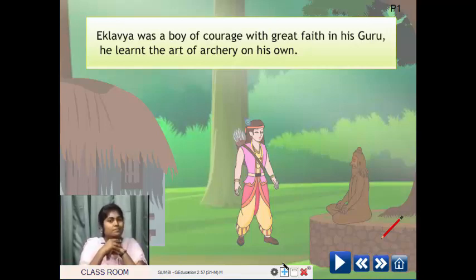So he was a boy of courage, with great faith in his guru. He learned the art of archery on his own. He didn't take anybody's help, students. He learned it on his own with a lot of practice. Now, children, you heard the story of Ekalavya, right? In the sentences, now you should tell me the prepositions. Can you find any prepositions in these sentences? Read the sentences again quietly in your mind.